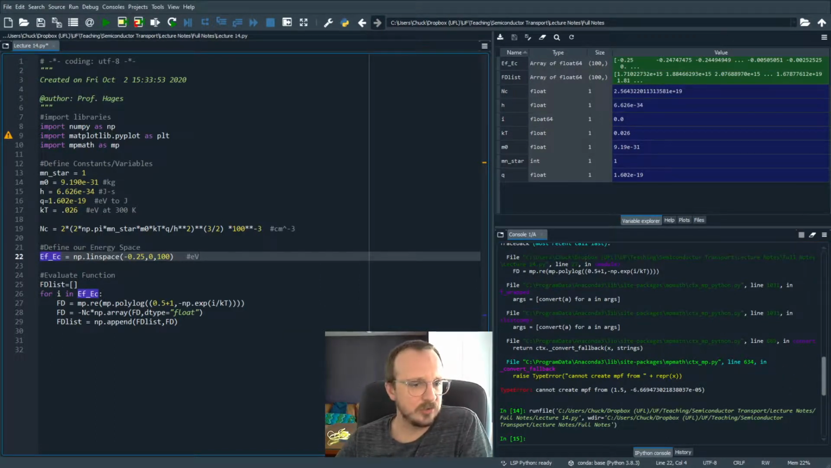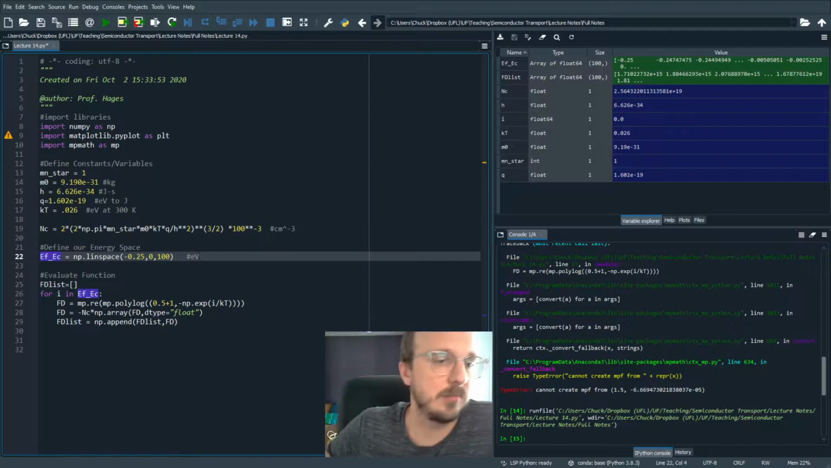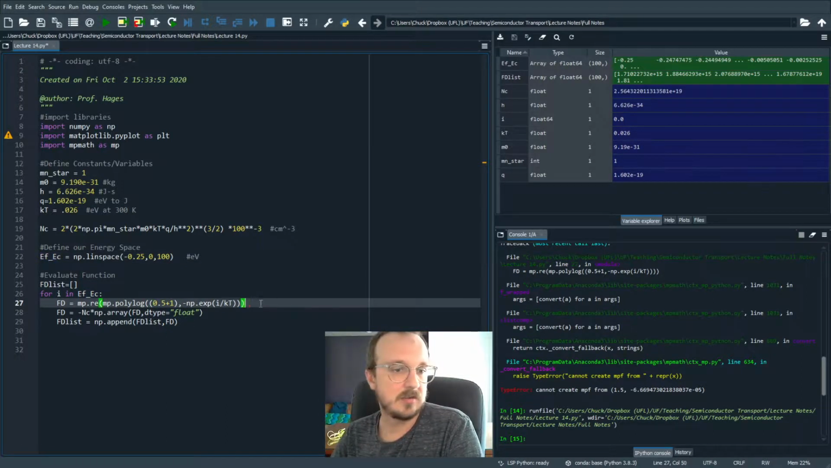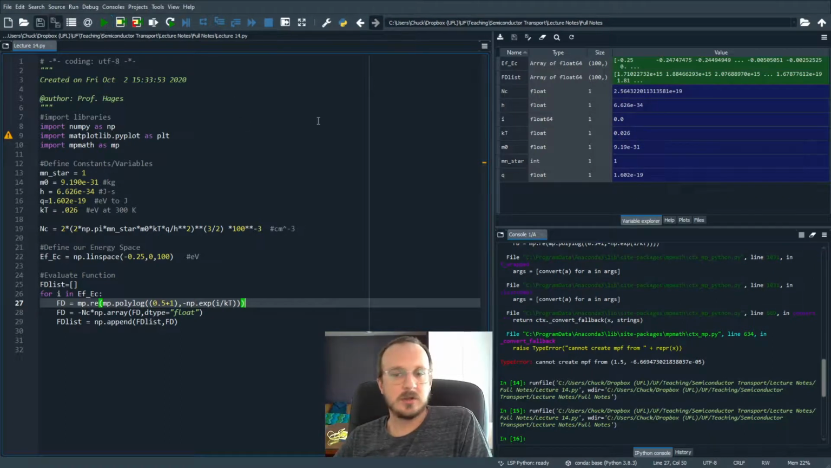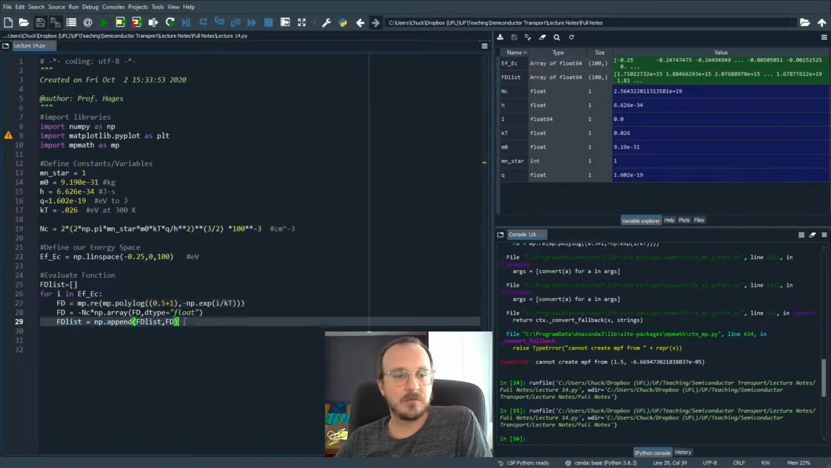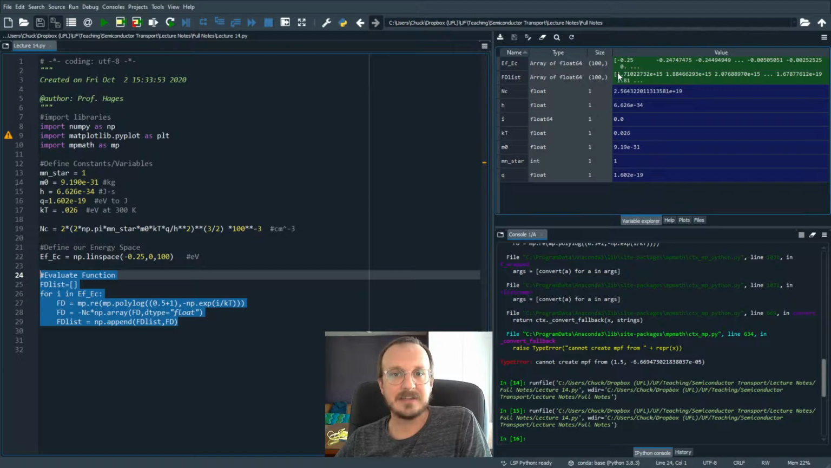Actually, you can see there is a parenthesis missing here, so we'll close this. Now you can evaluate, and we have our for loop making FD list, a list of array values, and this is the output of the integral, okay?